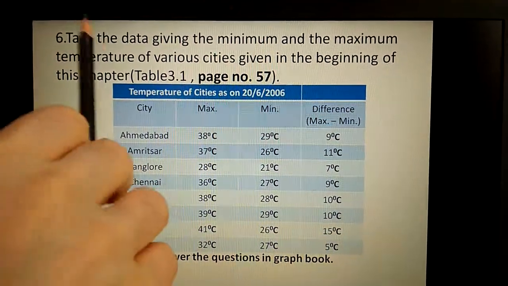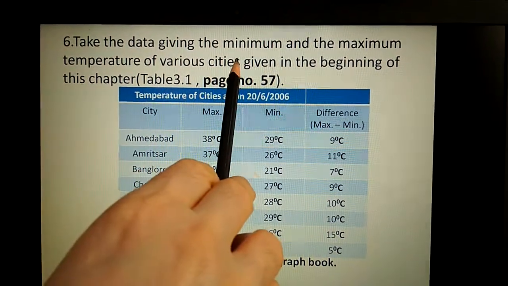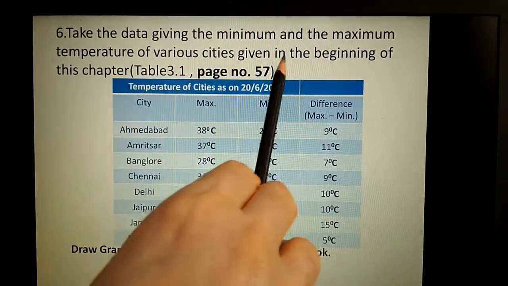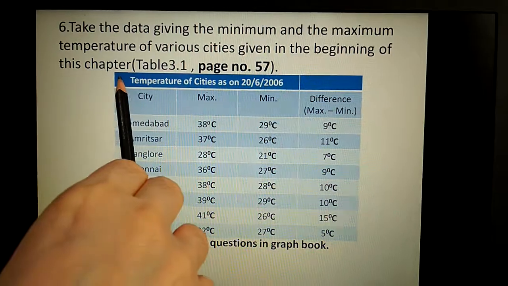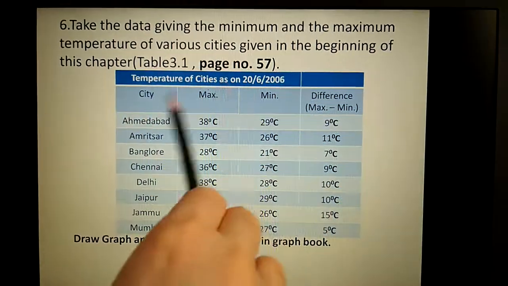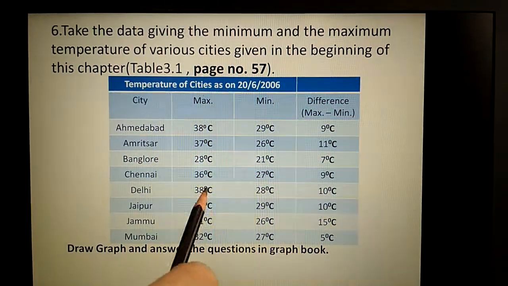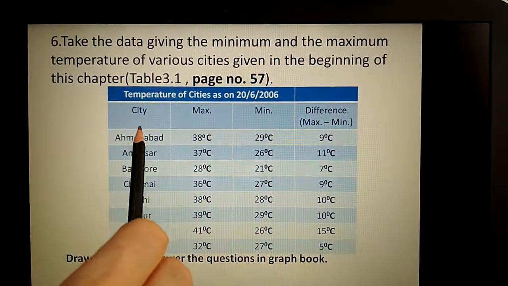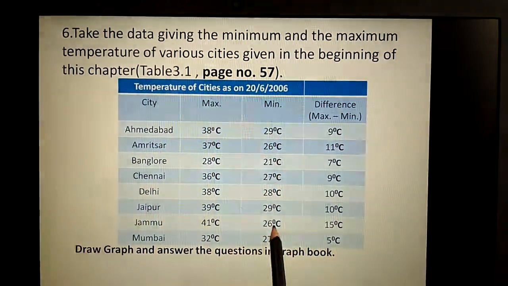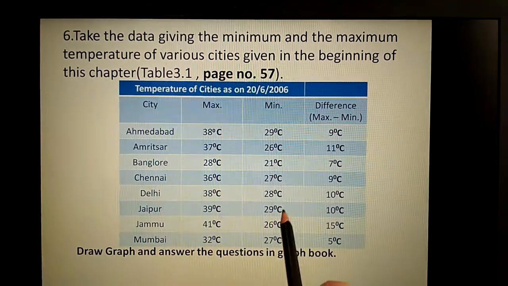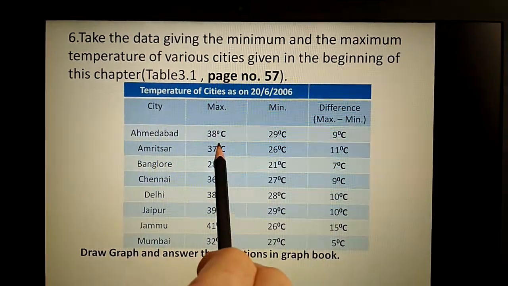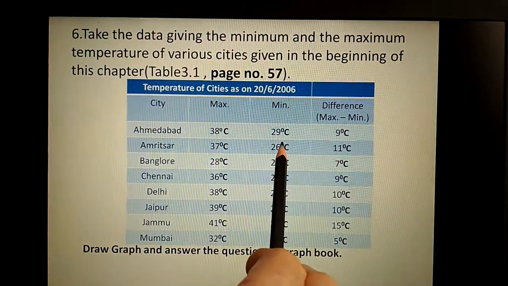Question 6. Take the data giving the minimum and the maximum temperature of various cities given in the beginning of this chapter. Children, it is given on page number 57. I have drawn the data here in a table which is showing the name of the city in the first column, maximum temperature, minimum temperature. Next to this, add the next column, that is difference, maximum temperature minus minimum temperature.